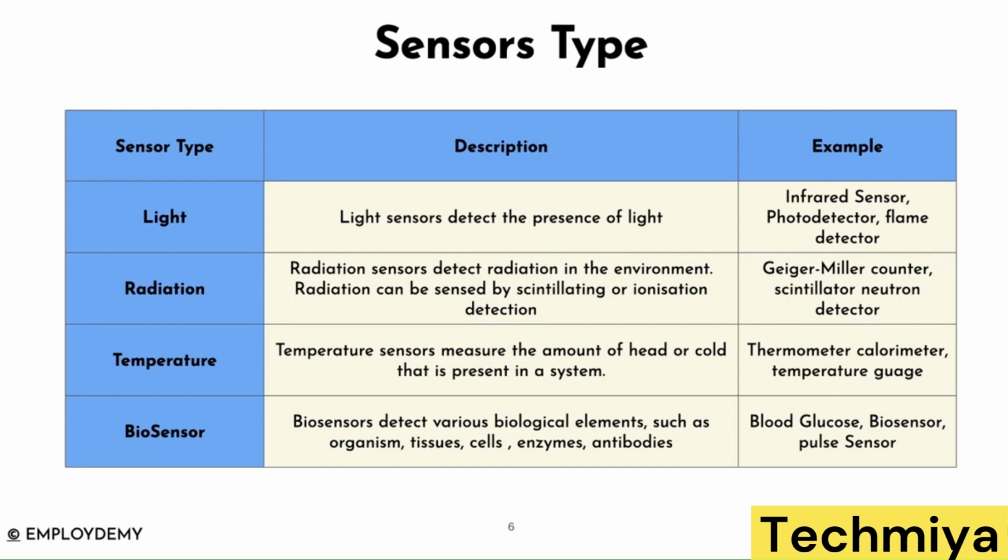Talking about temperature, you have temperature sensors, we'll be using DHT11, you have LM393, LM35, there are temperature gauges, and there are thermometers. So there are multiple sensors you can use to measure the temperature. Biosensors deal with measuring or detecting biological elements such as blood pressure, heartbeat and pulse rate, and there are various blood glucose biosensors and pulse sensors you can use for that.